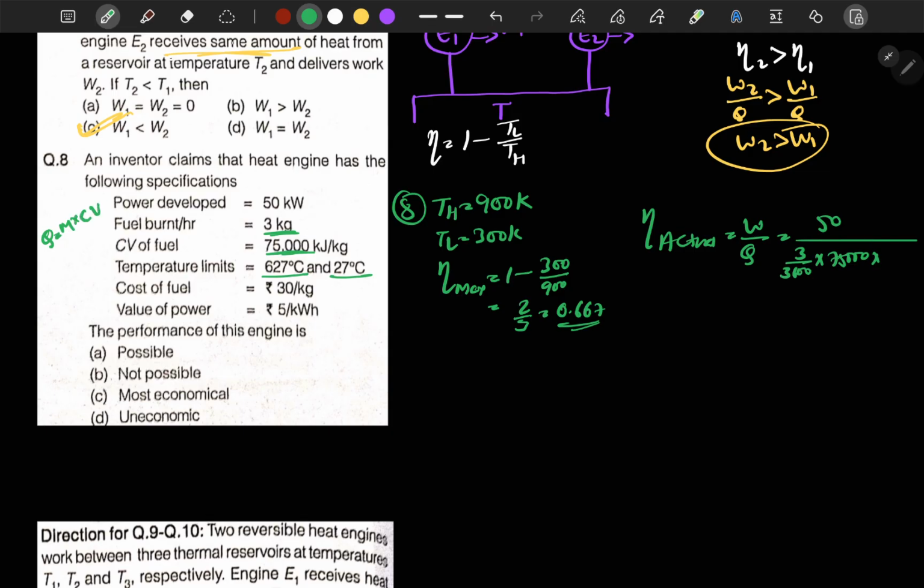Okay, this is not specific, this is CVU, the caloric value. So for that we don't require delta T value. Okay, so from here we can calculate the eta, the actual efficiency value. Let me calculate it. So we get efficiency is equal to 0.8.